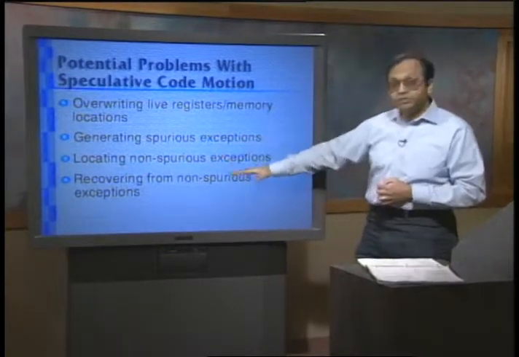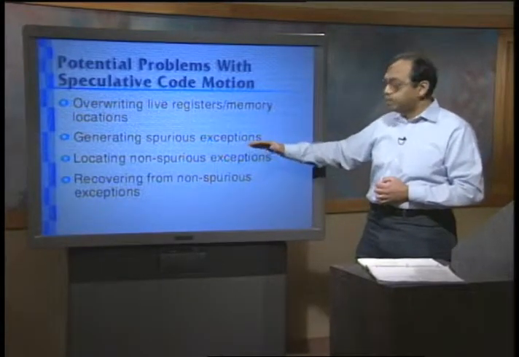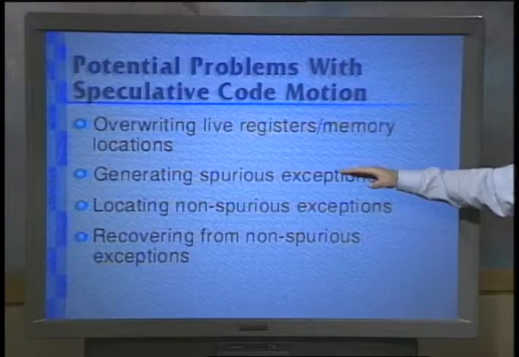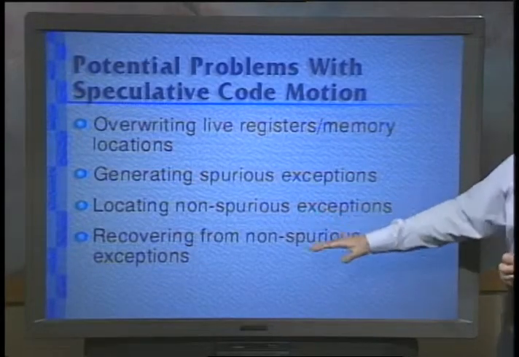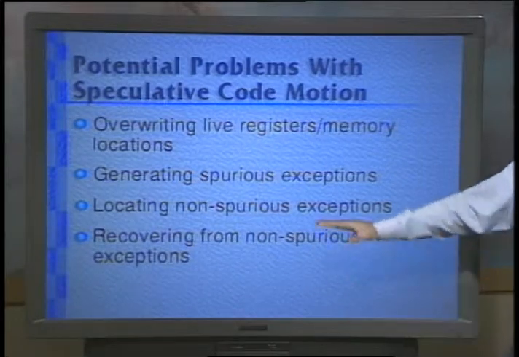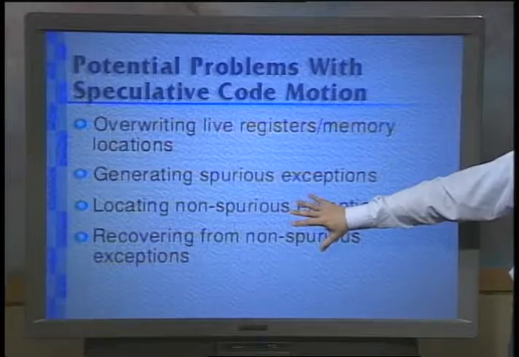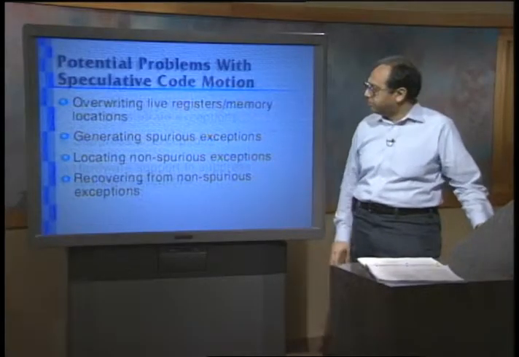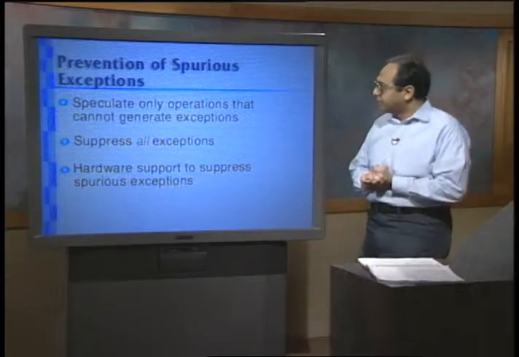There are other problems that go beyond that, namely trying to precisely locate which operation caused an exception, assuming this is a non-spurious exception, and finally trying to recover from these. I won't get into these at all. These are very complex topics which aren't very well understood today. But let me say a couple of words about preventing the generation of spurious exceptions.